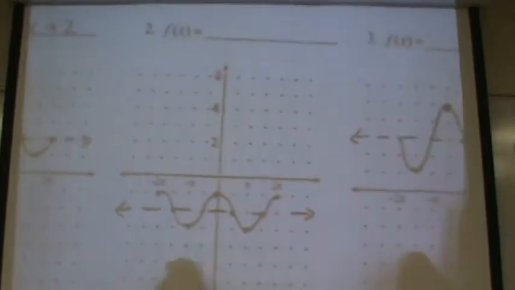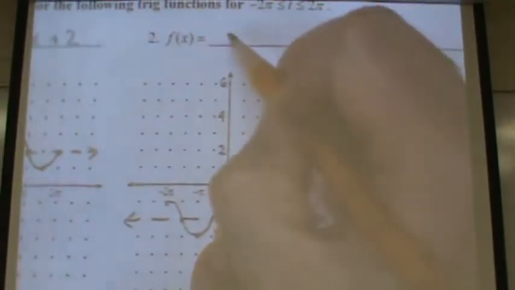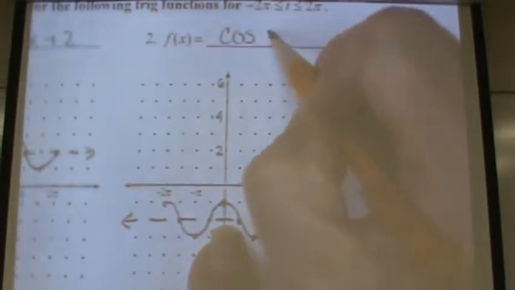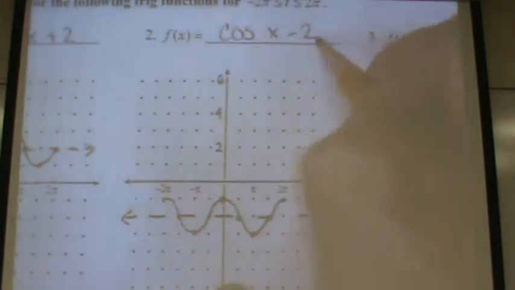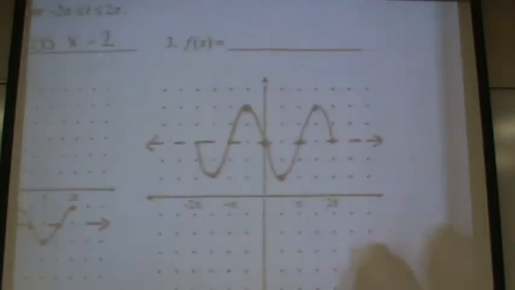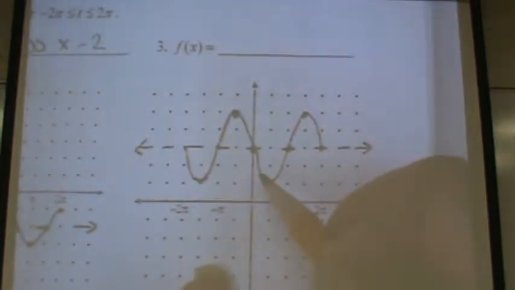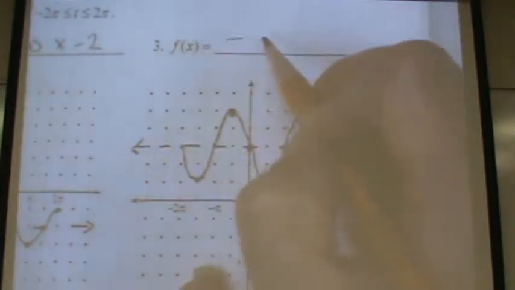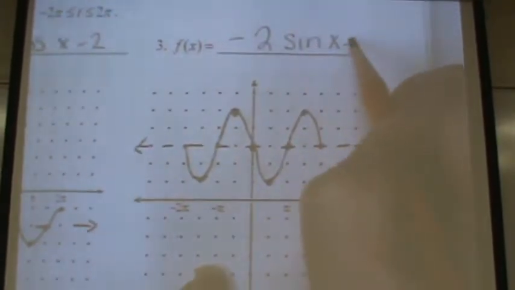Next one. Is this one sine or cosine? Cosine. What is it? Cosine x minus 2. Next one. Is this the sine graph or the cosine graph? It's sine. It's a negative 2 sine x plus 3. Excellent.